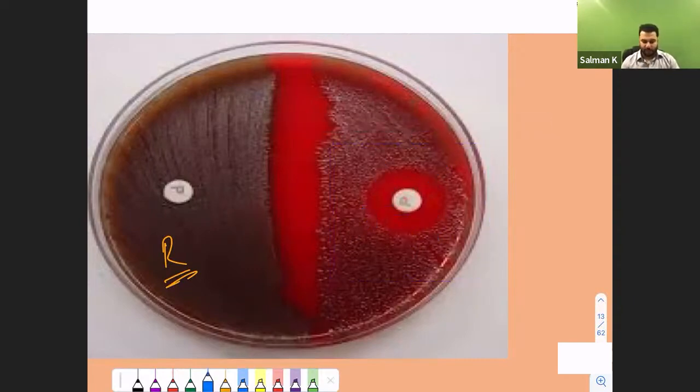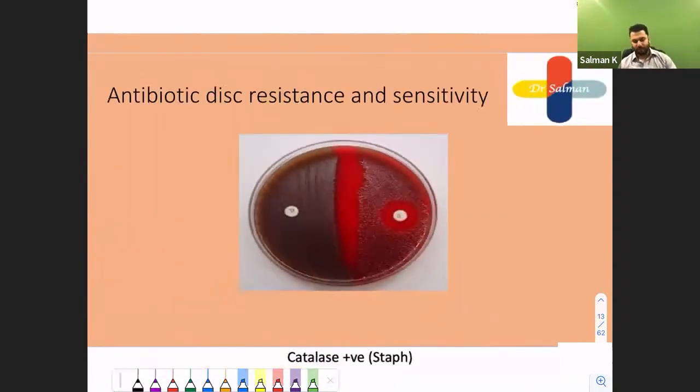This is known as the zone of inhibition. What is the name over here? It's called the zone of inhibition. I hope this is okay with all of you. So this is a sensitive antibiotic. It is killing the organisms, right? It is killing the organisms. So this is the zone of inhibition. Done.